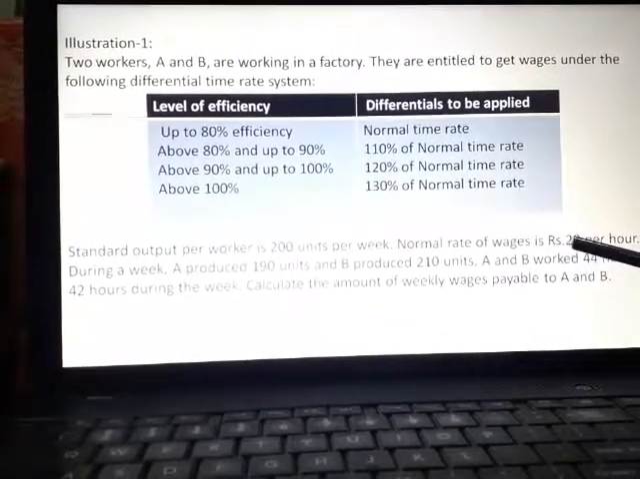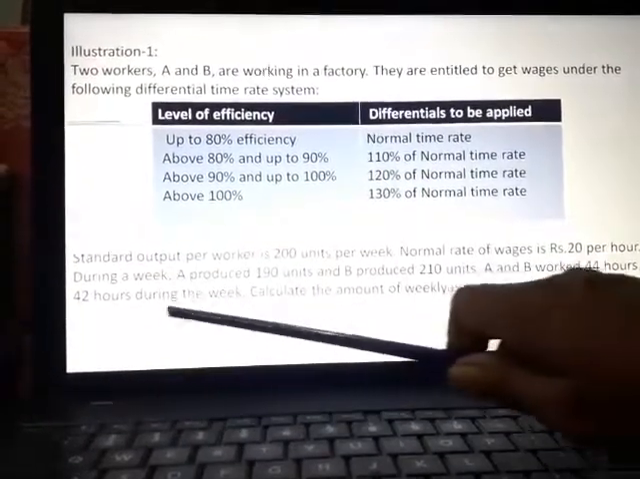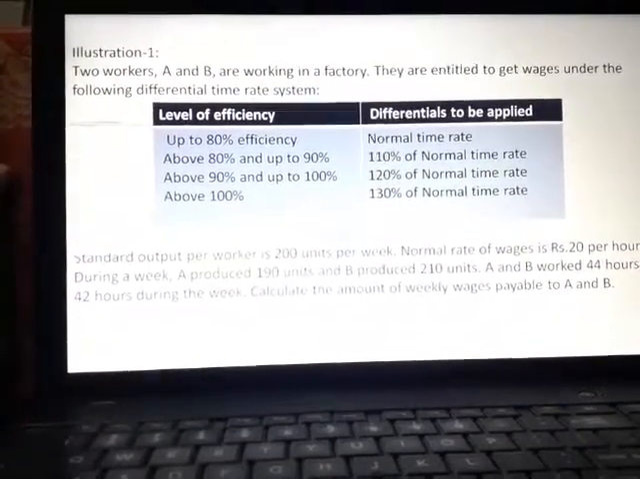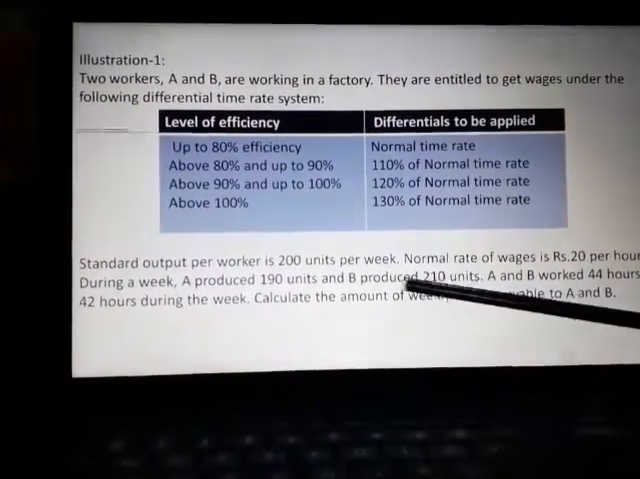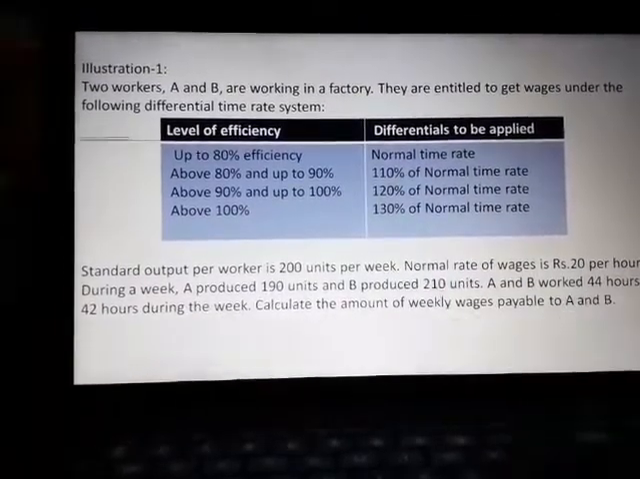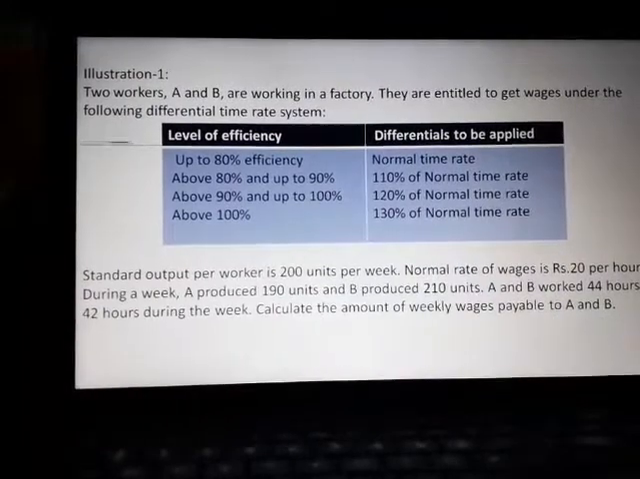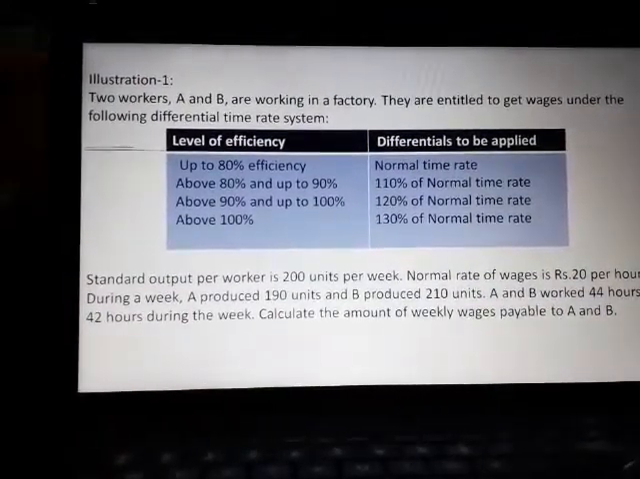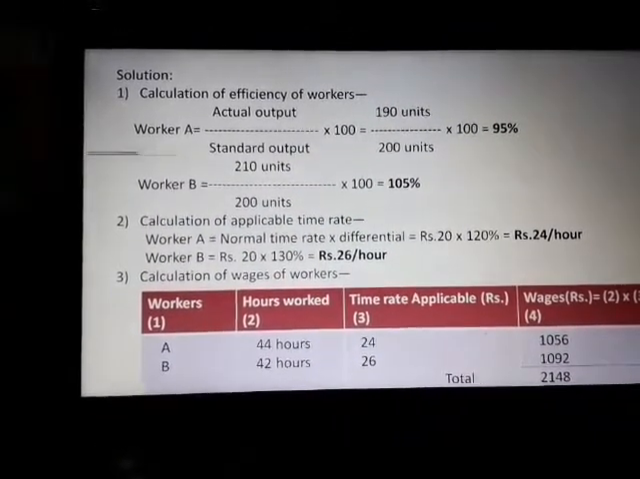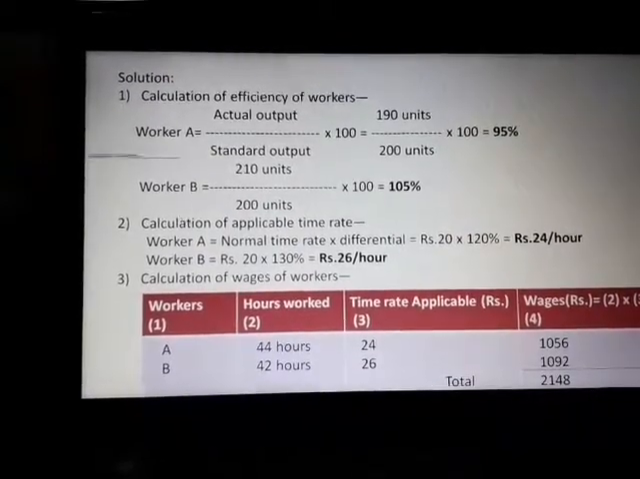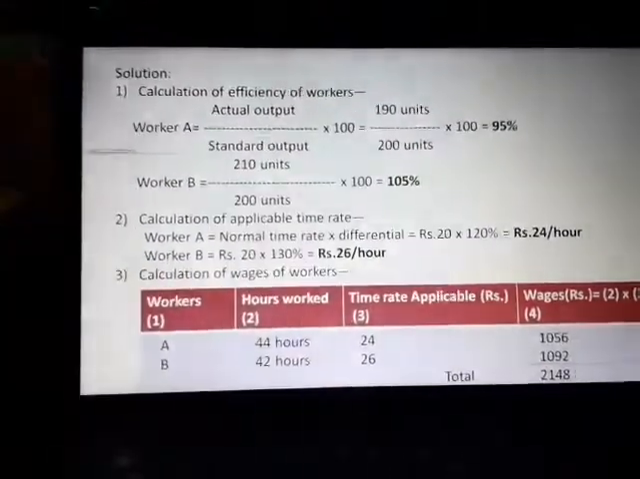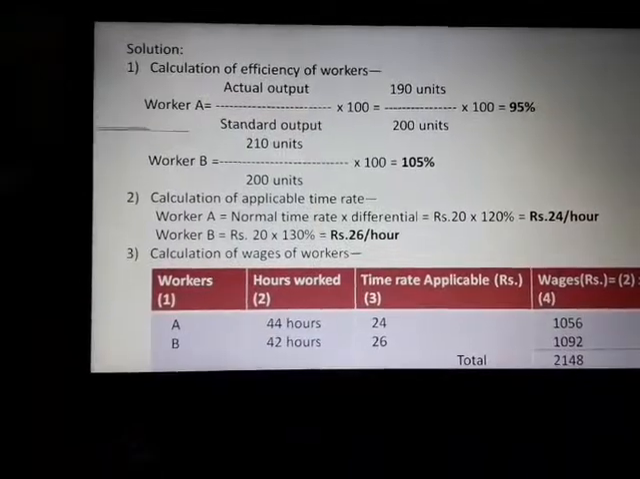Normal rate of wages is rupees 20 per hour. During a week, A produced 190 units, B produced 210 units. A and B worked 44 hours and 42 hours during the week. Calculate the amount of weekly wages payable to A and B. In this type of problem, there are specific steps which will be followed, which makes it easier to solve the problem. In the first step, we will calculate the efficiency of the concerned worker.